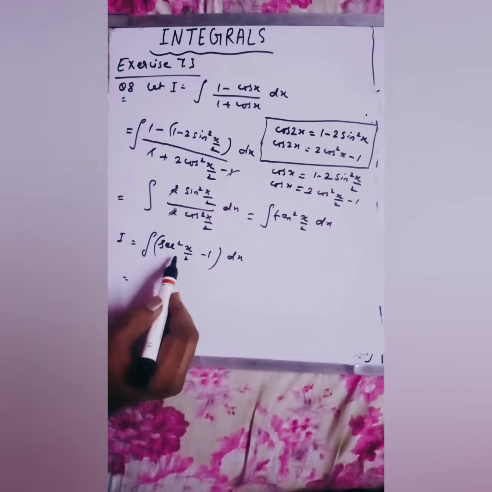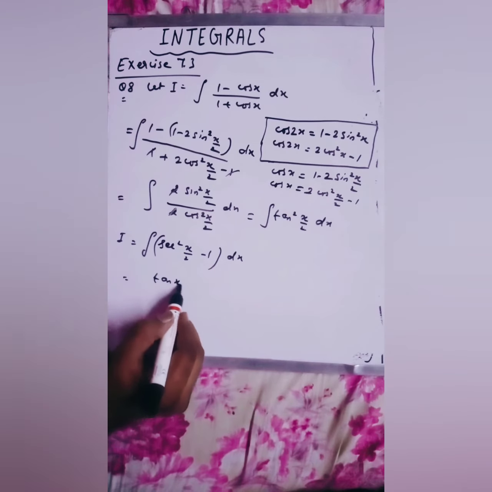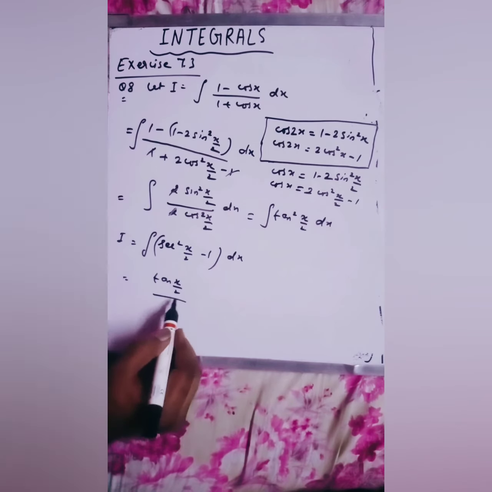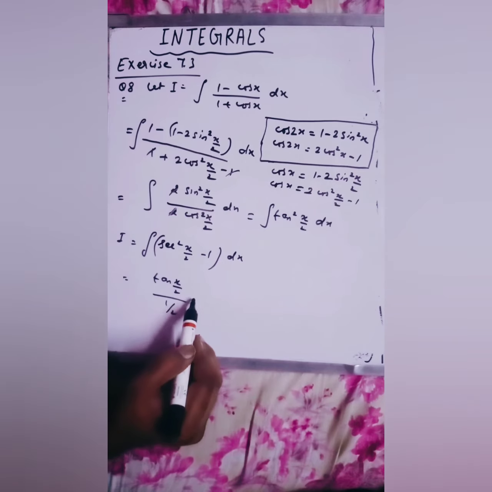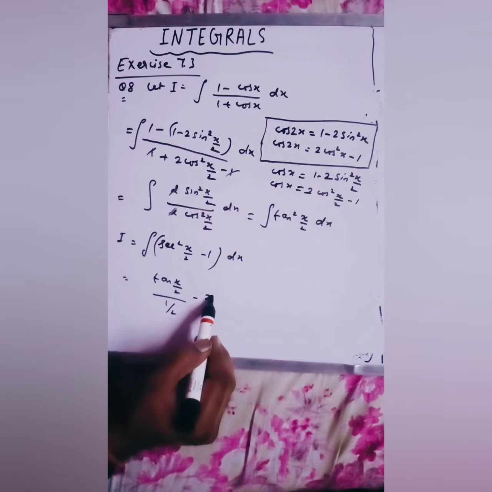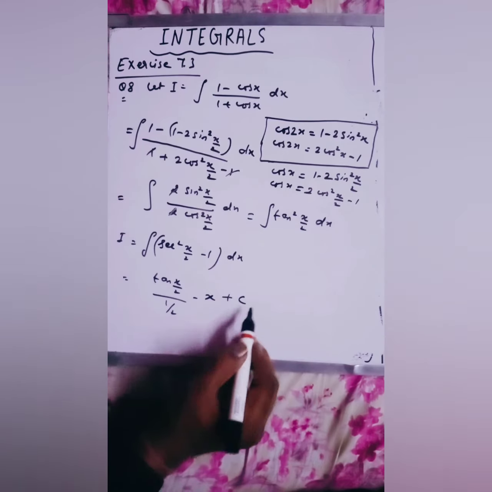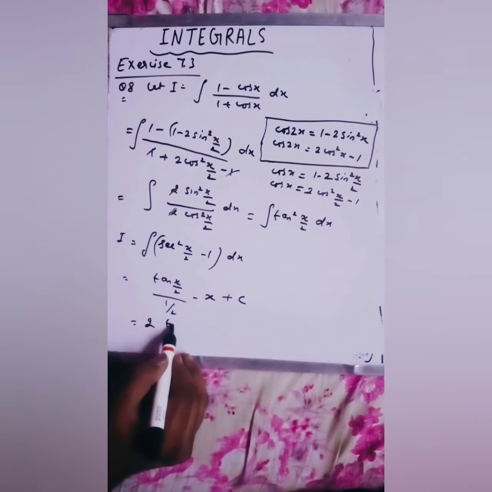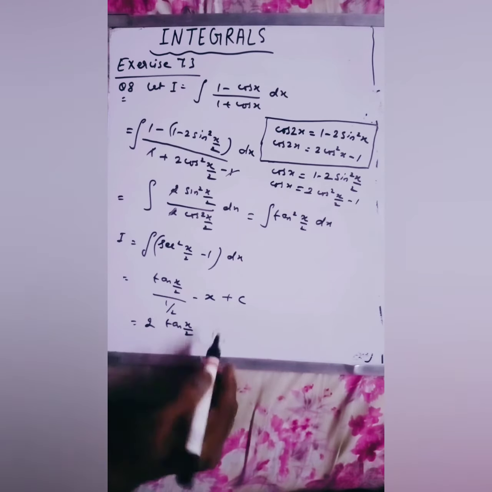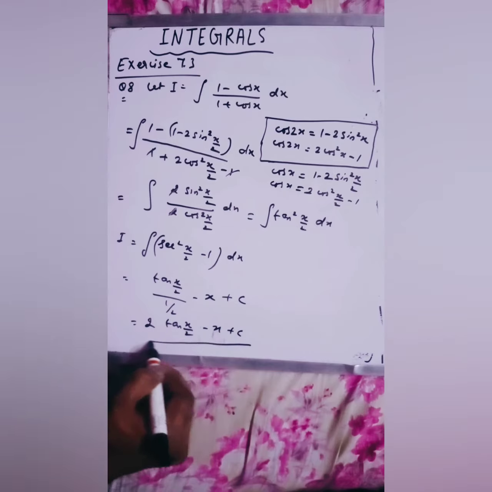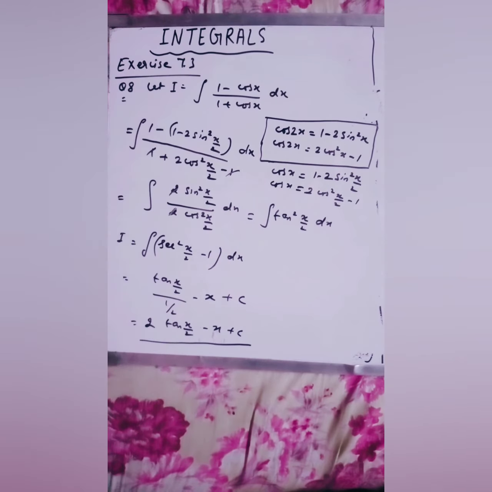As you know, the integration of this would be tan x by 2, and you have to divide by the derivative of the angle. So this would be 1 by 2 and you have to divide by it. The integration of 1 will be x plus c, and your final answer would be 2 tan x by 2 minus x plus c. So this is your answer of question number 8. Note it down.